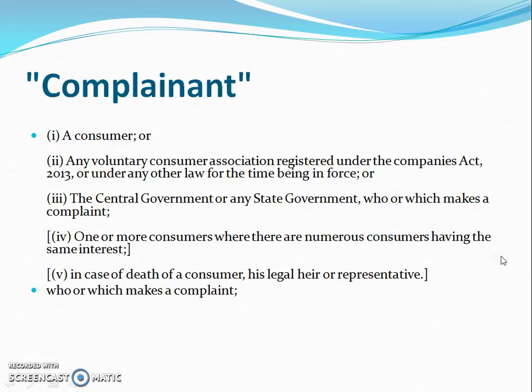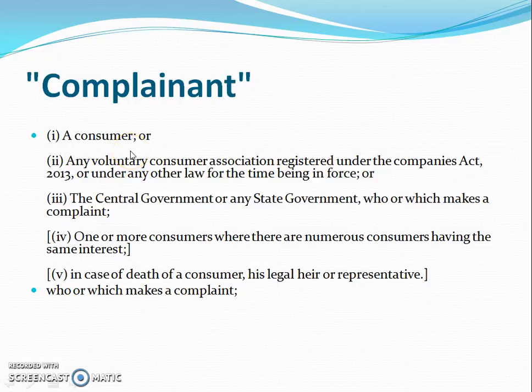Now, the next word that needs to be defined is complainant. Apart from the consumer, which we have already defined, there are other agencies and individuals who are given the right to file a complaint. Why? Because we needed to broaden the perspective. We needed to broaden the base of the act. If a consumer is not able to file a case, then there are other people who can file a case on his behalf. So the first complainant can be a consumer himself.